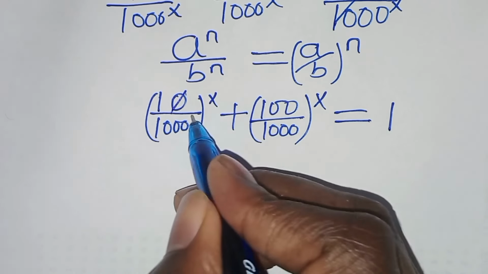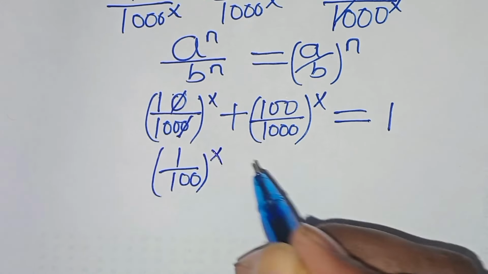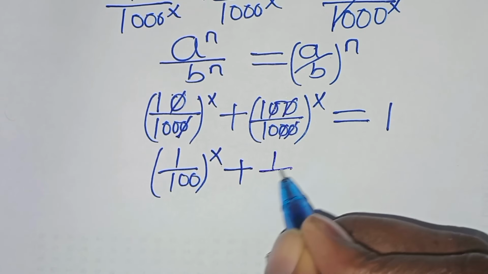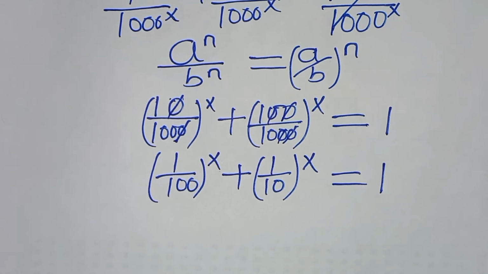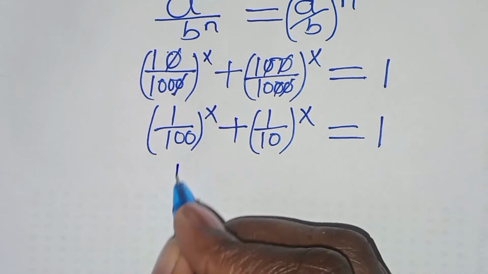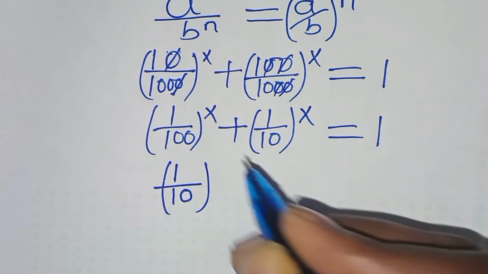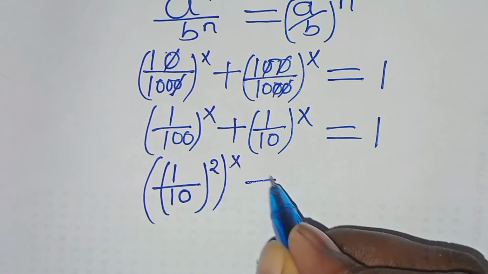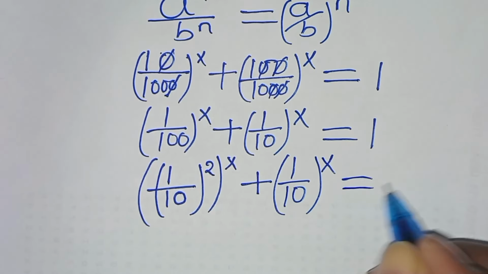Let's simplify again here. So this is 1 over 100 raised to the power x plus, simplifying again, 1 over 10 raised to the power x. This is equal to 1. The next step is that we can express 1 over 100 as 1 over 10 raised to the power 2, all raised to the power x, then plus 1 over 10 raised to the power x. This is equal to 1.